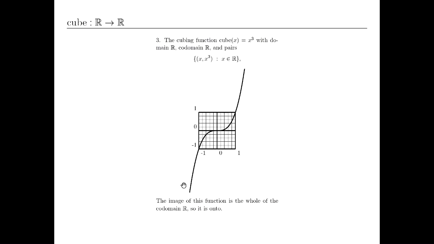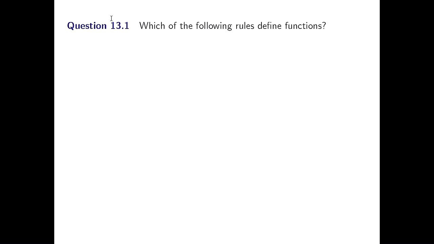Last one, I think. We can also have a cube function. So here, reals to reals. In this case, our image is the whole of the reals, right? You can get any number when you cube a number. And so this is an onto function as defined, right? Okay.